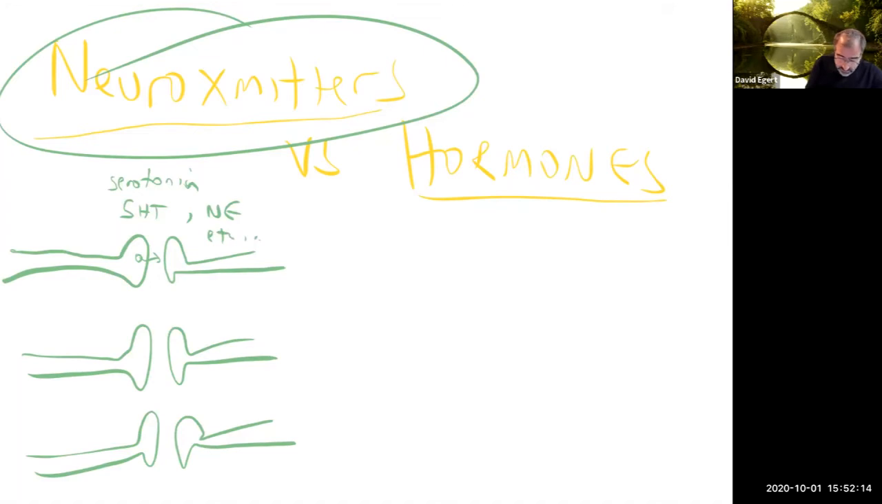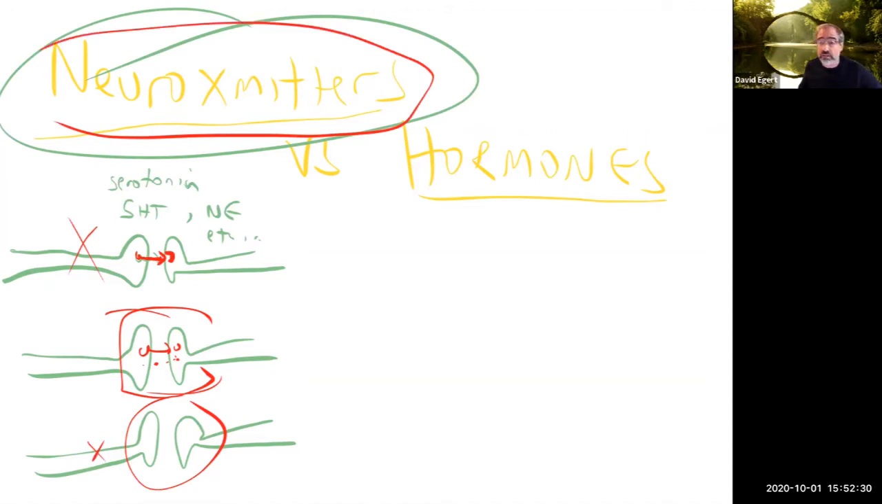If I release norepinephrine here, it's going to bind receptors here, but neither of these are going to see it. If this one's releasing neurotransmitter, it's just affecting this particular synapse, and neither of these see it. So neurotransmitters are really localized to the specific synapse where they're being released. And only the receptors on the neuron that's part of that synapse are going to get the message. Hormones, on the other hand, these are typically released into the bloodstream.